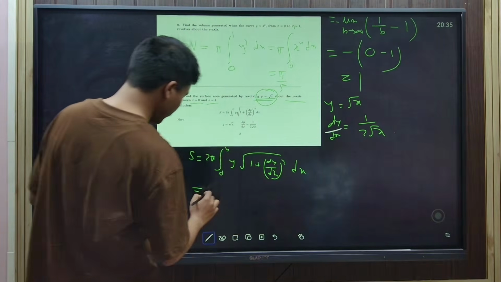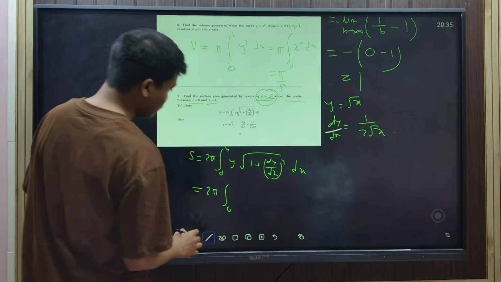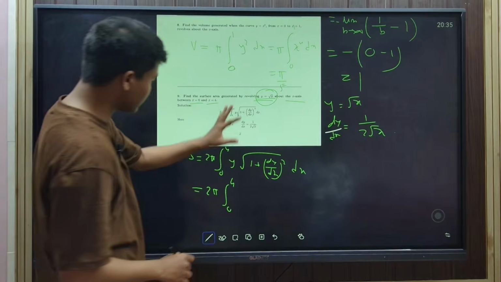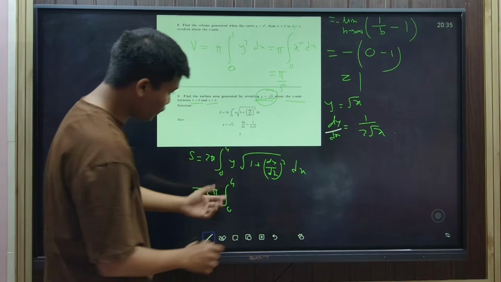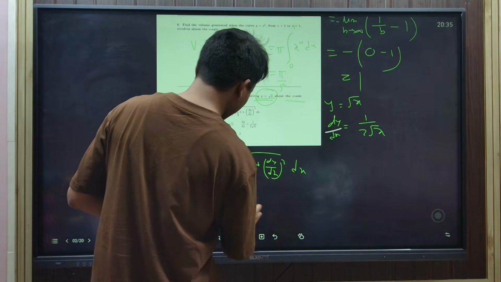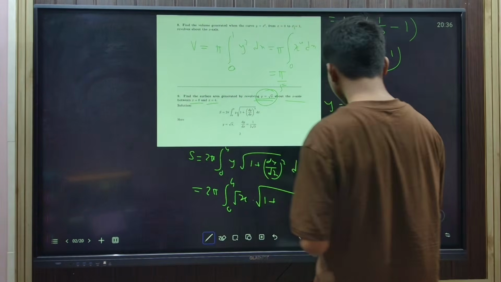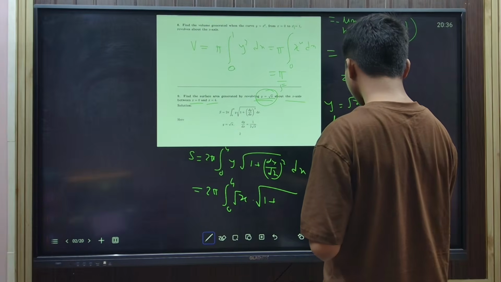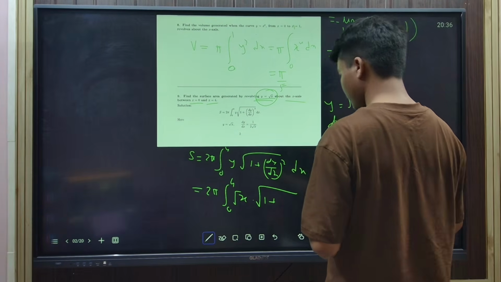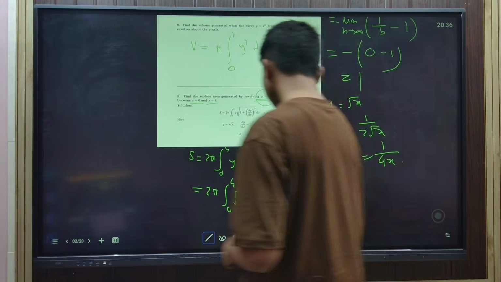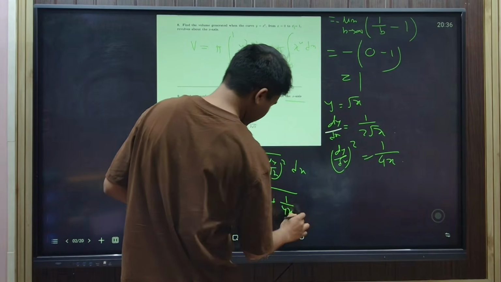So that means y equal to root x, that means 2 pi integral 0 to 4, because you have to find from 0, starting from 0 and ending at 4. So 0 to 4 y, what is y? Y is given to be root x into square root of 1 plus (dy/dx) squared, which is equal to 1 by 4x. So 1 plus 1 by 4x.